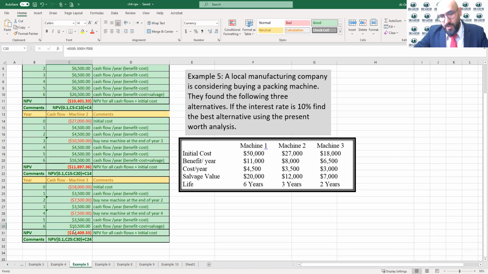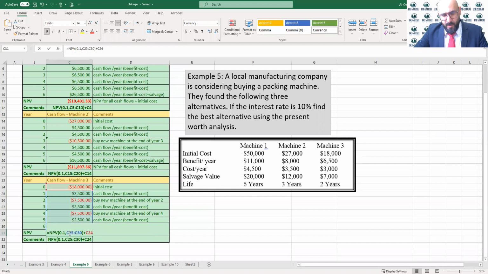And for year 6, we have to think how many transactions. We have only 3 transactions, the benefit, the cost, and the salvage. There is no need to buy a new machine for that. Okay, now we're done. We did build the cash flow, and now it's time to write the NPV function, 10% for these values, and that will give you a negative $15,409.